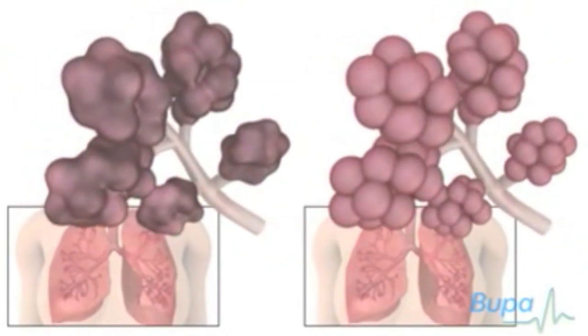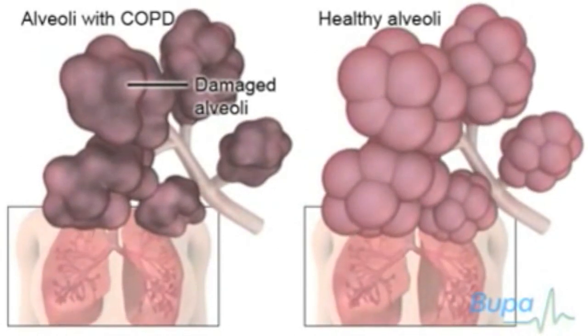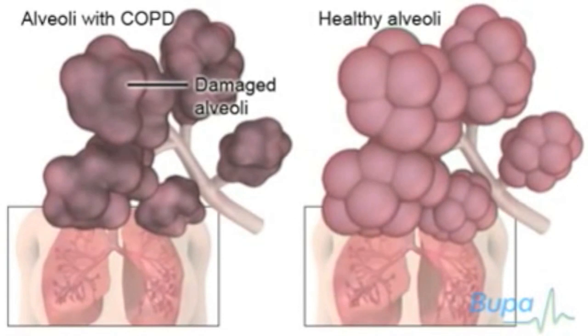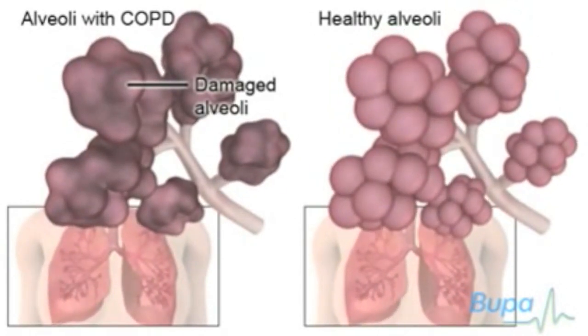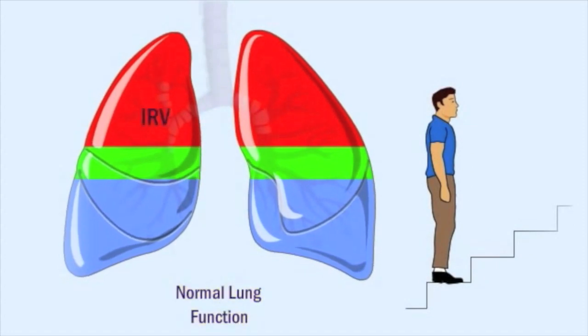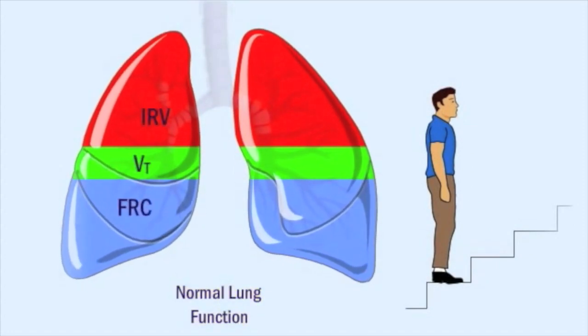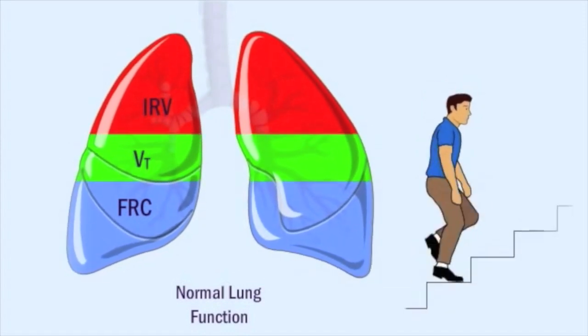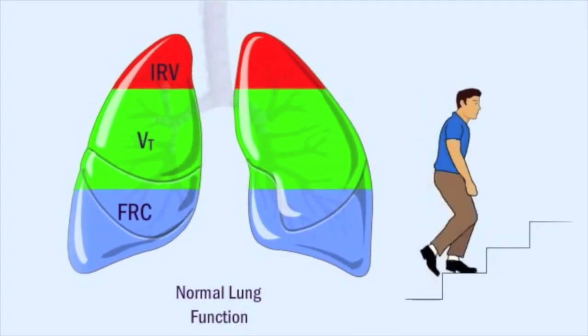They do not stretch and recoil when breathing in and out, as the elastin fibers do not recoil. The bronchioles collapse during exhalation. This can be really fatal in a COPD patient. IRV, the inspiratory reserve volume, is the maximal amount of gas that can be inhaled from the end inspiratory position. In a healthy adult, IRV measures about 3 liters.